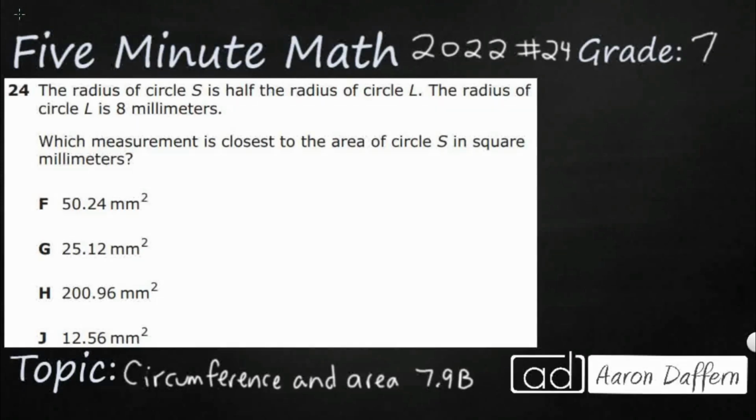Today we are looking at the 7th grade concept of circumference and area. This is standard 7.9b in the great state of Texas, and we are using item number 24 of the 2022 released STAAR test. If you have not done so already, please take a moment to pause the video, work this problem out on your own, unpause it, and we will look at our answers together.